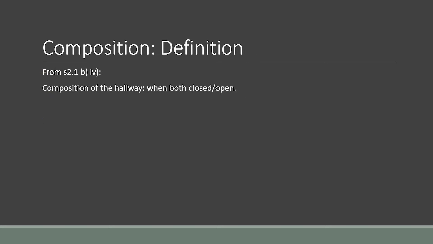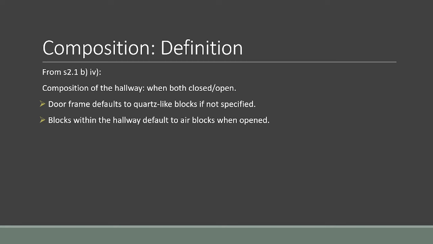Now, as promised, I will talk about the definition of composition, but at an introductory level, because composition can be a bit more involved to understand fully. So hallway composition is defined in section 2.1 BIV, composition of hallway when both closed and open. The first statement states that door frame defaults to quartz-like blocks if not specified. And the second statement states that blocks within the hallway default to air blocks when opened.